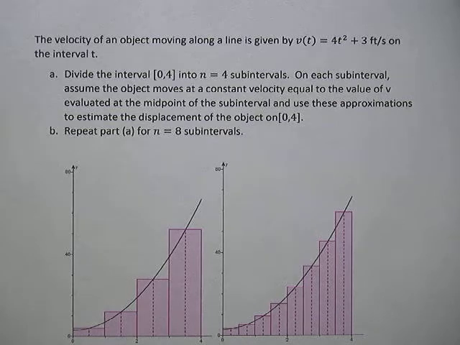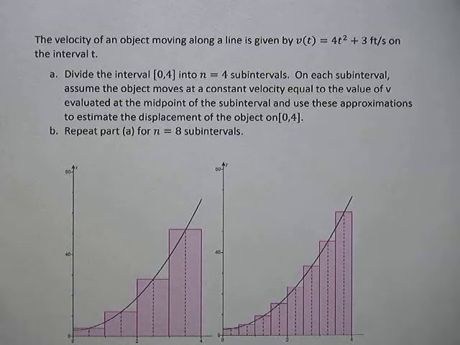The velocity of an object moving along a line is given by v of t equals 4t squared plus 3 feet per second on the interval t. Divide the interval 0 to 4 into 4 subintervals. On each interval, assume the object moves at a constant velocity equal to the value of v evaluated at the midpoint of the subinterval, and use these approximations to estimate the displacement of the object on [0, 4].